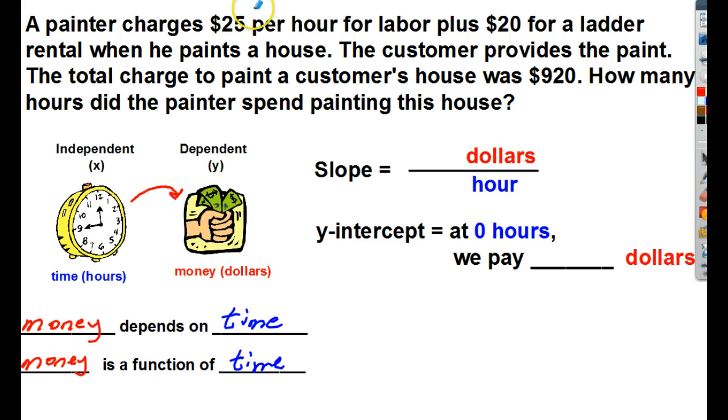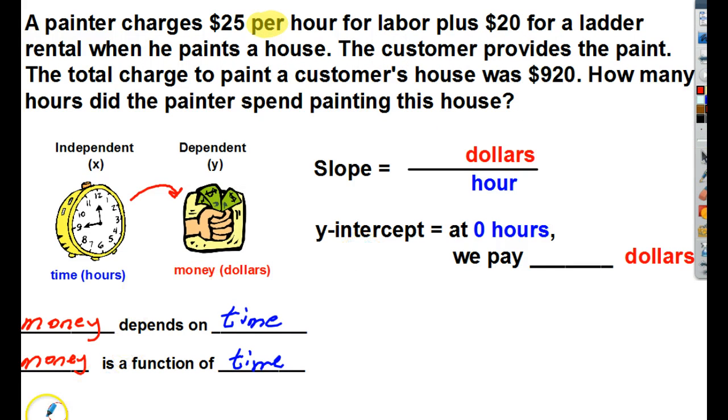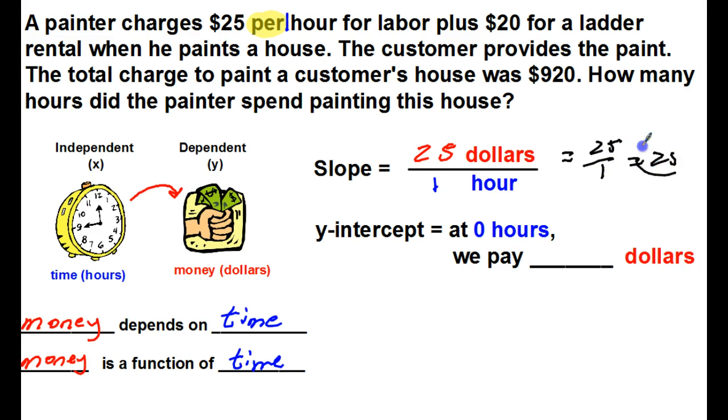And as we said before, we already figured out what that should be. We are measuring what? Yes, we should be measuring $25 for every how many hours? For every 1 hour, okay, per 1 hour. So that is our slope, 25 over 1, or just 25 is our slope. Our y-intercept is going to be at 0 hours.